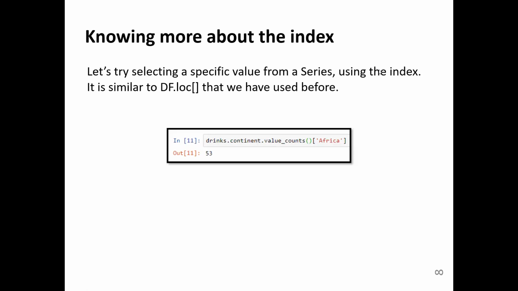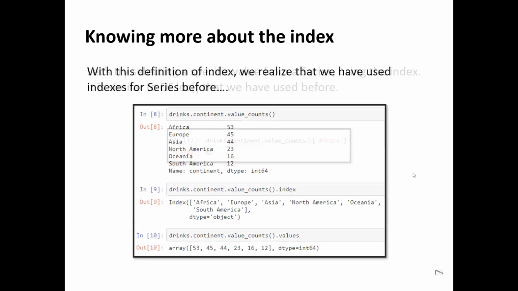Okay. How about this? If I say Greek subcontinent of value counts and Africa, exactly like addressing based on a row header or the index, instead of saying 0, 1, 2, this time we say Africa. And it's going to show what? It's going to show 53, which is in front of Africa, right?